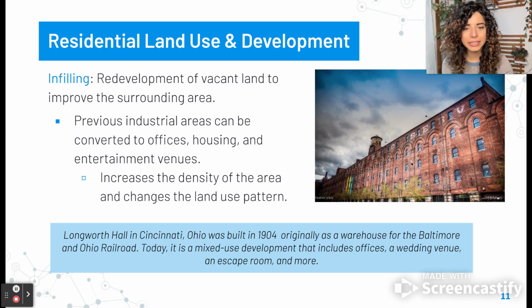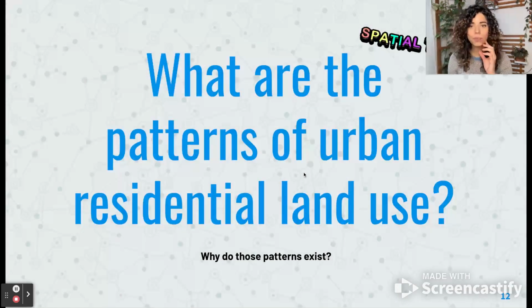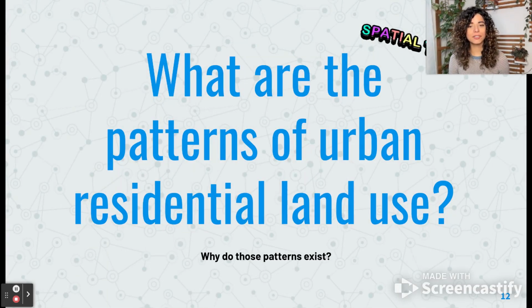So in this example here, this is an example from Cincinnati, Ohio. This building was built in 1904 as a warehouse, and now it has been turned into a multi-use development that has offices, even a wedding venue, an escape room, and a lot of other businesses. So again, what are the patterns of urban residential land use and why do those patterns exist?